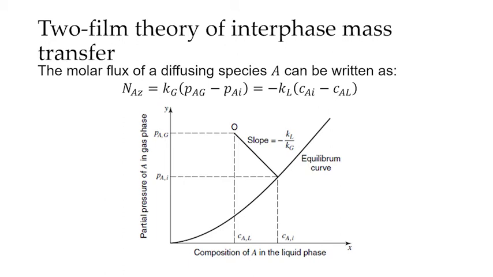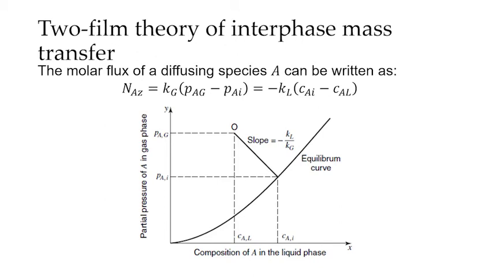However, the problem with using these flux equations is that we are only using one side of the interface mass transfer at a time for our equations. If you use this first half of the equation, you're only considering the gas phase. And if you consider the second equation, you're only considering the liquid phase.